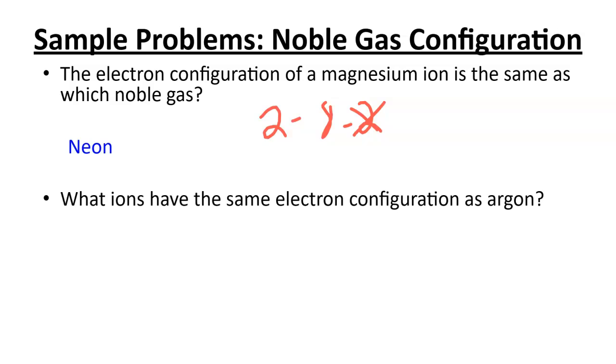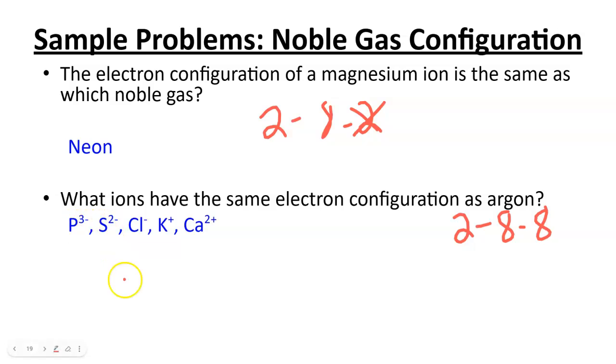How about what ions have the same electron configuration as argon? I'm going to want to look at argon on the periodic table and then find the ions that are near it that have an electron configuration close to argon's configuration of 2, 8, 8. Well, chlorine is 2, 8, 7, so when it becomes a Cl- ion, it becomes 2, 8, 8. That would be a great option. Other options would include sulfide and phosphide.